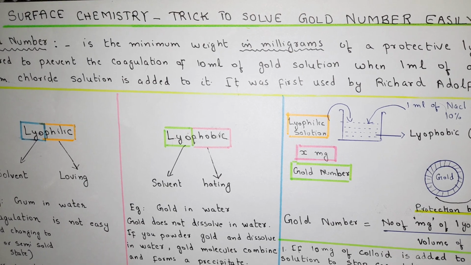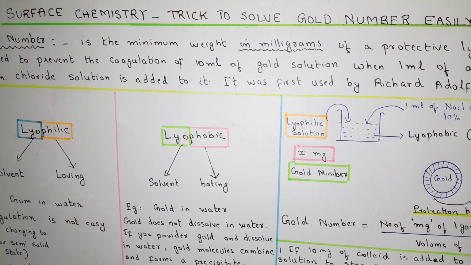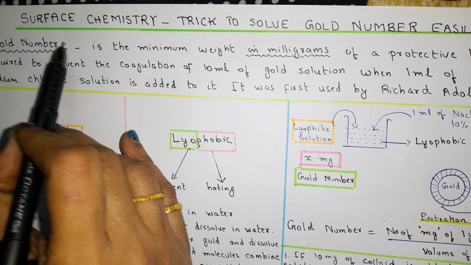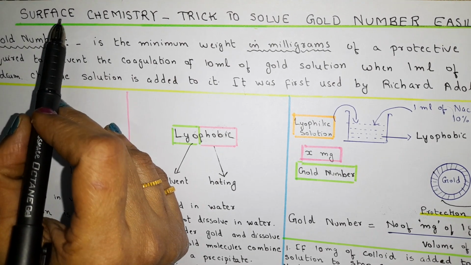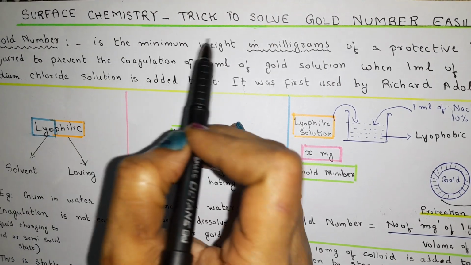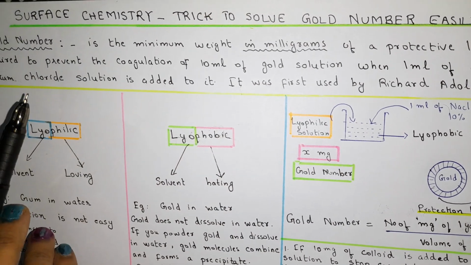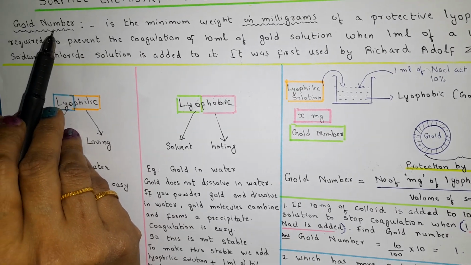And today in this session, I am going to teach you all a wonderful trick to solve gold number easily from surface chemistry. So you can all see here that I have given a super awesome trick to solve gold number easily from surface chemistry. So for that, firstly I'll tell you the definition for gold number.